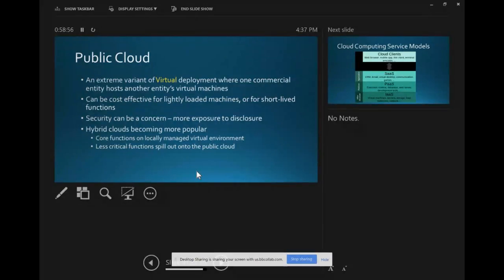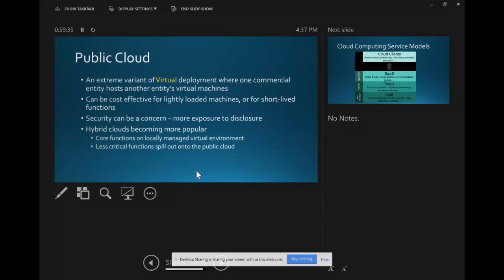So what about cloud? A lot of people talk about, well, let's just deploy to the cloud. Well, what is the cloud? Cloud is just an extreme variant of a virtual machine. You're creating a virtual machine, but instead of running on your local hardware, it's running on somebody else's hardware somewhere else in the world. If you have very lightly loaded virtual machines, a cloud can be extremely cost effective. It's also really great for things that are short-lived, where I only need it for a couple of months. Rather than go out and buy server capacity for a couple of months, you can contract with a cloud provider.